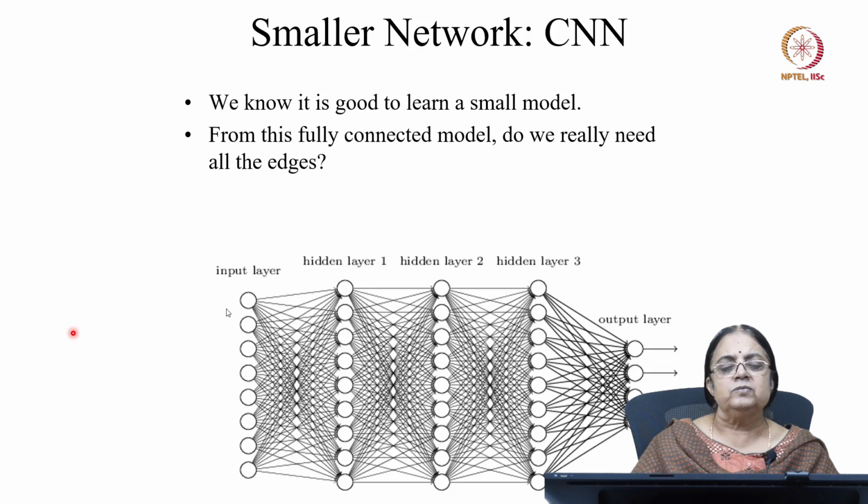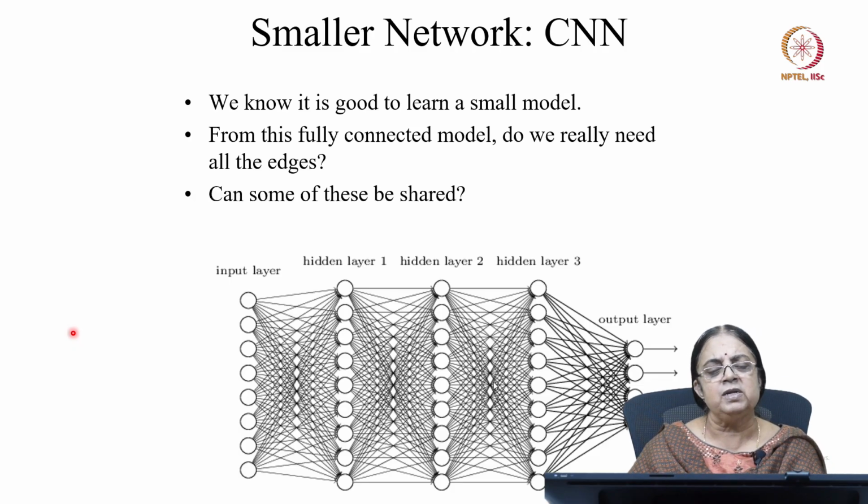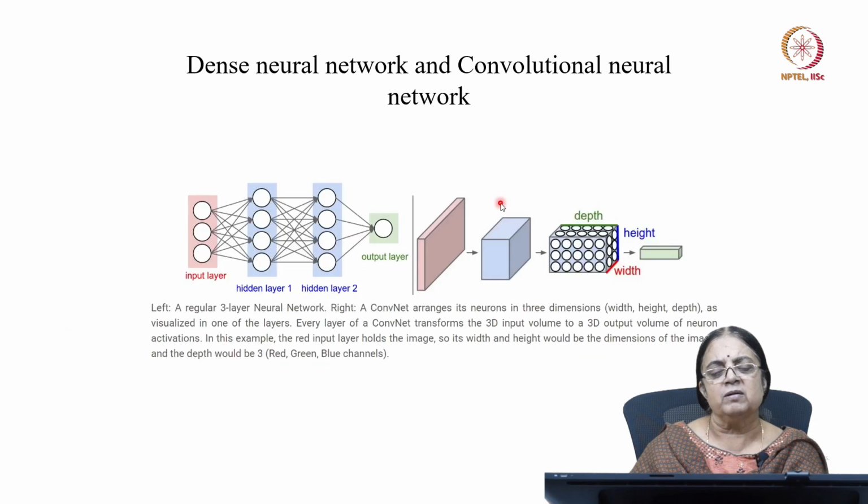So it will be good if we can learn a small model. All the edges that we have here, do we really need all of them? You may not really need all of them. Can some of these be shared? Can you combine them together in some way, basically?